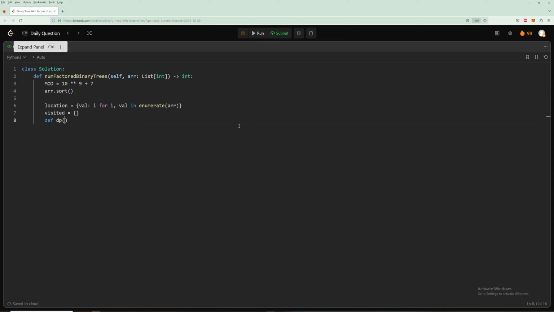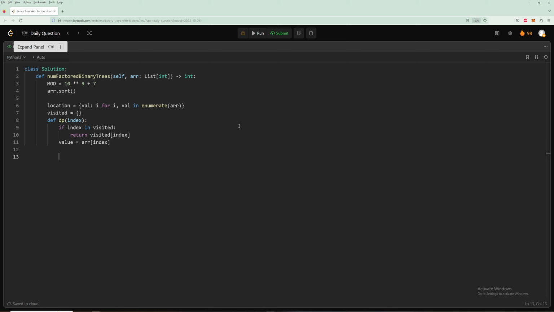So now we have our DP. It's going to take an index, and if the index is in visited, let's return visited index. Then what we're going to do is we're going to get the value, right? That's at that index. So we'll say value equals our array at index.